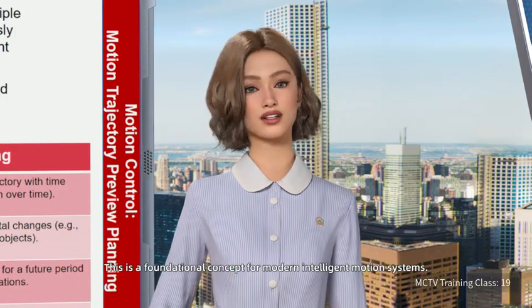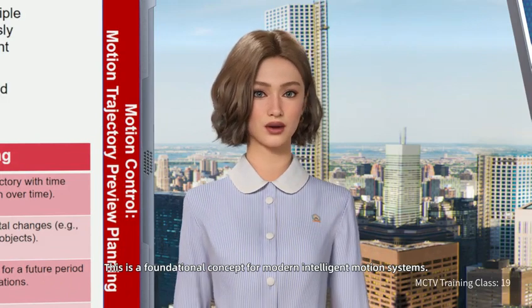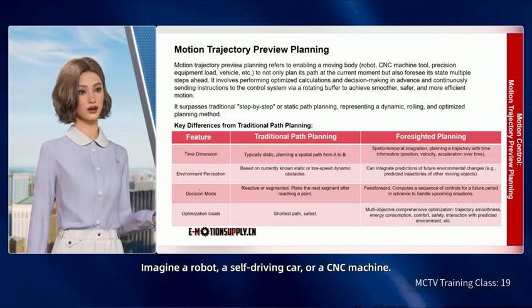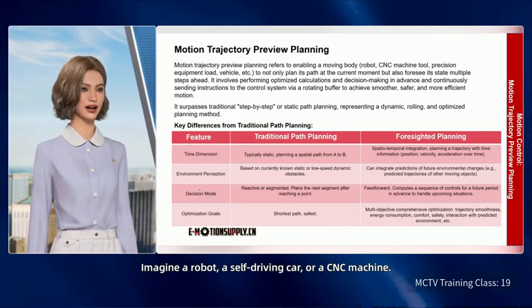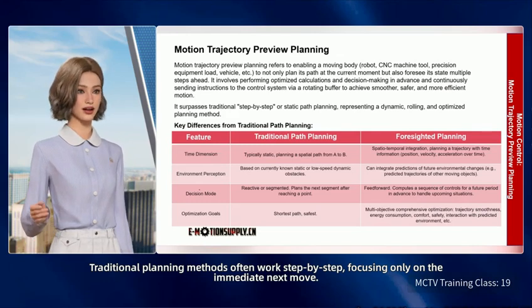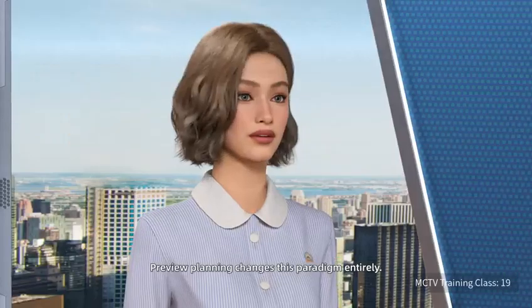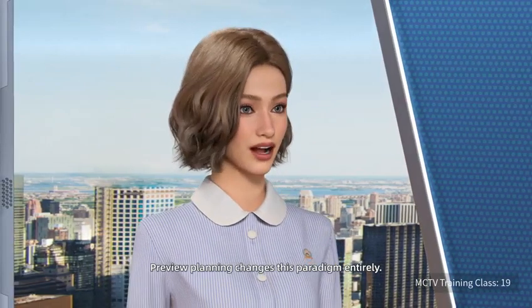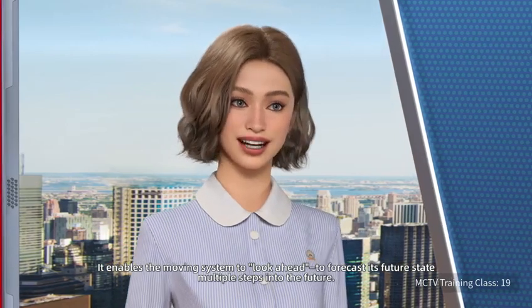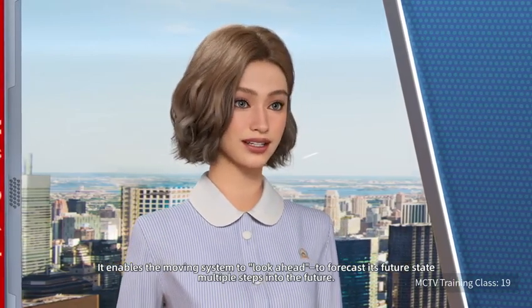This is a foundational concept for modern intelligent motion systems. Imagine a robot, a self-driving car, or a CNC machine. Traditional planning methods often work step-by-step, focusing only on the immediate next move. Preview planning changes this paradigm entirely. It enables the moving system to look ahead, to forecast its future state multiple steps into the future.